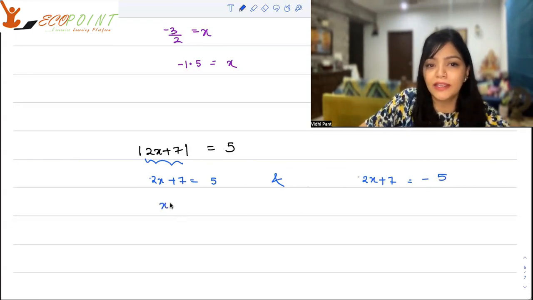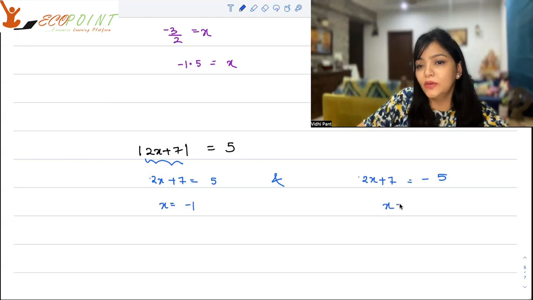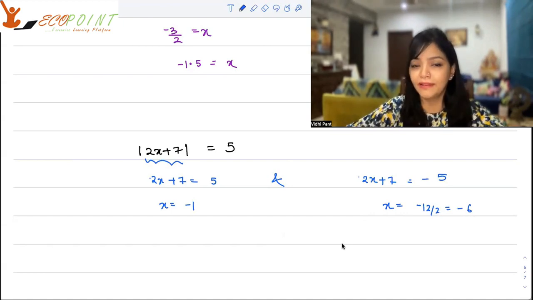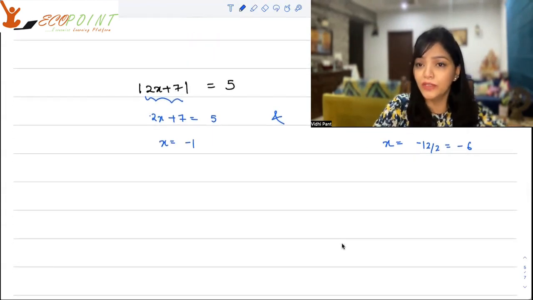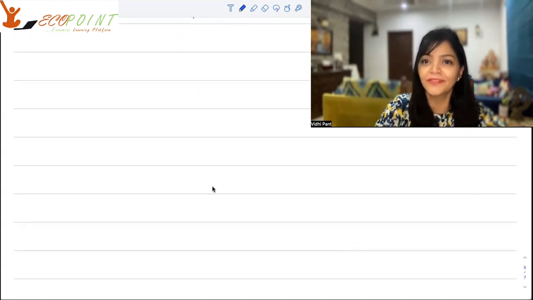Solving for it, you will get that x is equal to minus 2 upon 2, that is minus 1. And the other one will be that x is equal to minus 5 minus 7, that's minus 12 by 2, that is equal to minus 6. When x is equal to minus 1, when x is equal to minus 6, you will get that the absolute value of this is equal to 5 indeed. And now your homework is that try this out graphically. Please create the graph of mod of 2x plus 7 and see the intersection of that with the graph of y equals 5. Thank you very much.